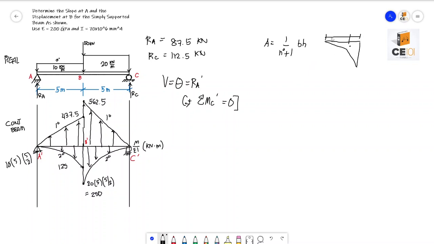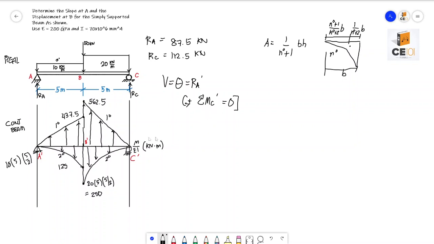Tapos, pag ganyan naman, moment arm, itong distance na to, pag nth degree, itong distance na to is 1 over nth degree plus 1, at itong isa 1 over nth degree plus 2. Tapos, kunwari, ito yung pinaka-base natin. So, times lang natin sa base. Tapos, itong susunod na to, 1 over nth degree plus 2 times yung base. So, ganun lang kadali pag kukuha ng moment arm. So, gawin na natin dito.